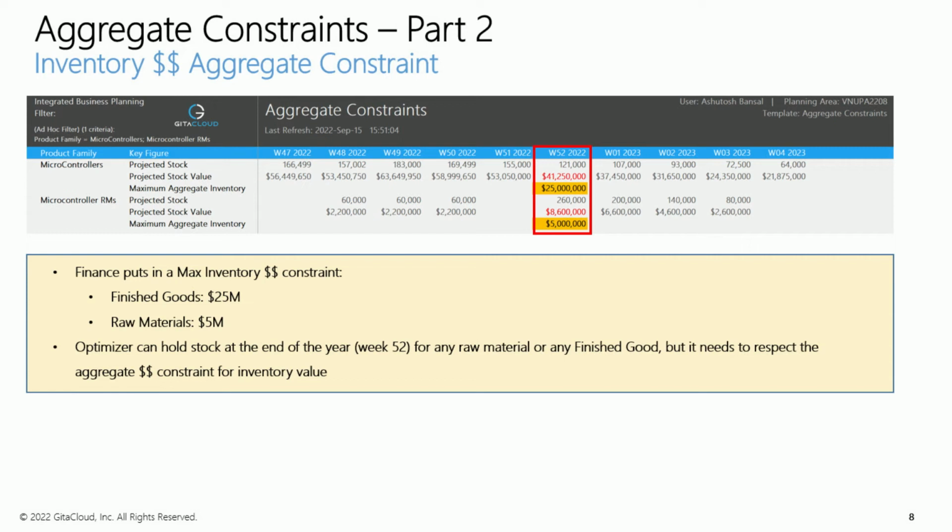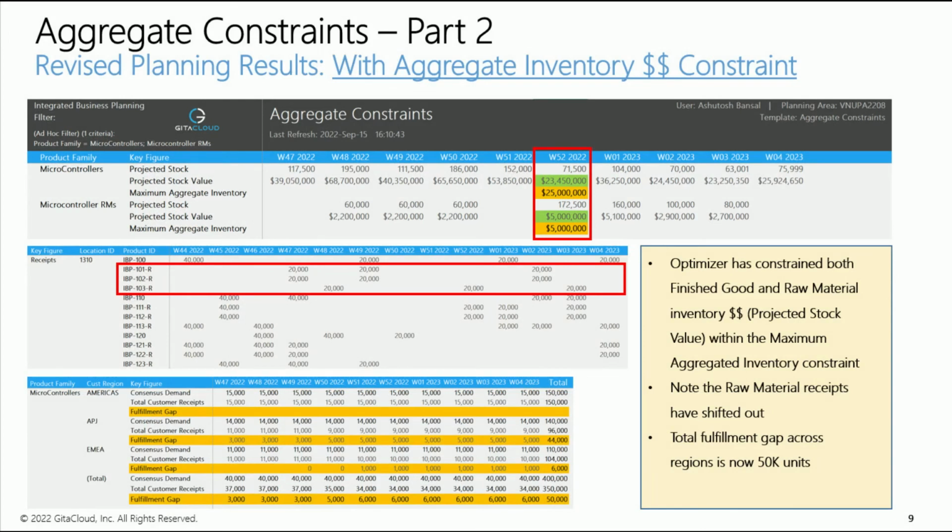IBP Supply Optimizer can hold stock for any microcontroller finished goods or raw materials in any location, plant or DC, but cannot exceed the overall dollar constraint. Let's review the revised planning results with the aggregate inventory dollar constraint. You can see the revised solve has only $23.45 million in FG inventory, while raw material inventory is exactly $5 million. You can also see that the raw material receipts have been pushed out to respect this overall inventory constraint. This gets finance a total inventory number less than $30 million, and they are happy with this plan.